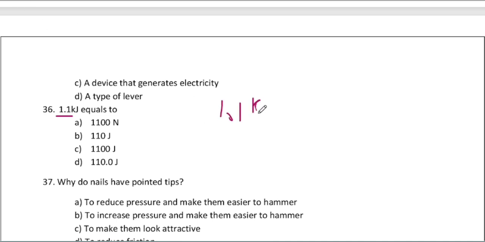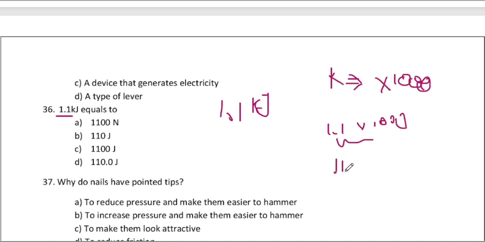What is equal to 1.1 kilojoules? They ask from us in joules. You know what kilo is equal to? Kilo is equal to 1000, right? It is equal to 1000 times. So 1.1 should be multiplied by 1000. The answer is 1, 2, 3. There are two answers like this.